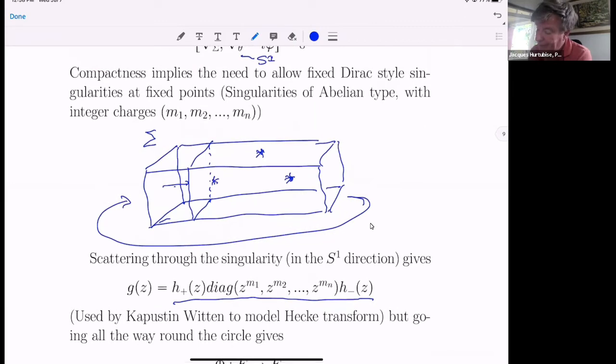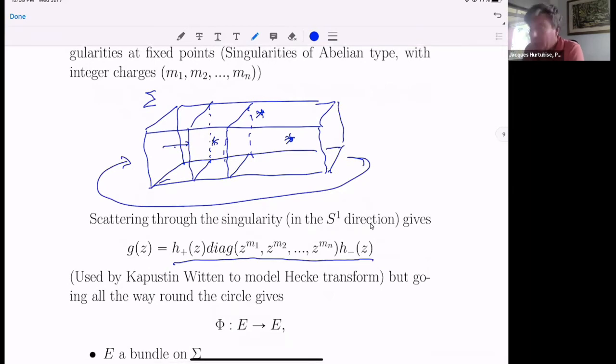And so what it's doing is you're sort of going through, say, one of the poles here, and you're getting what's called, for geometers, a Hecke transform of the bundle. It's introducing a little twist. It's changing degrees, it's changing things. And in fact, this was used by Kapustin and Witten in their paper on geometric Langlands to sort of model the Hecke transform in terms of monopoles.